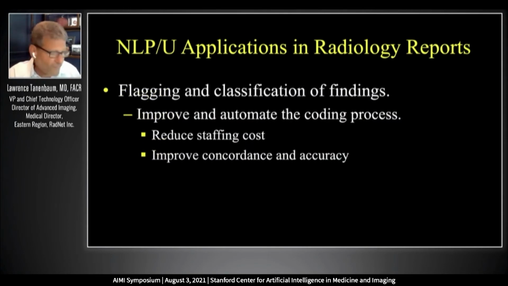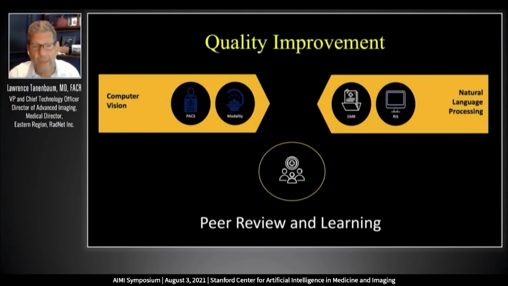Now, again, we have other challenges in the healthcare enterprise, and one is coding. We employ a lot of people in the coding process to make sure our billing requests don't get knocked back. And if you can use a computer, which was really designed for this process, to read the report and choose the appropriate coding, you can massively reduce your staffing costs and improve concordance, accuracy, and first-time payment. Again, the same combination of tools, computer vision and NLP, can actually be used to get a more clever version of peer review and learning.